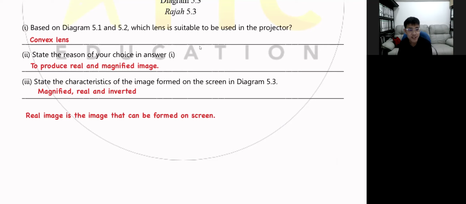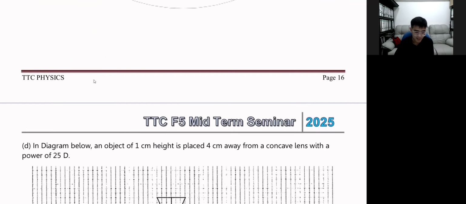So that's why that image is considered a virtual image. Okay, but that doesn't mean you cannot see it. You just cannot see it on the screen. It cannot form on the screen. Okay? Yep. So then the next one.